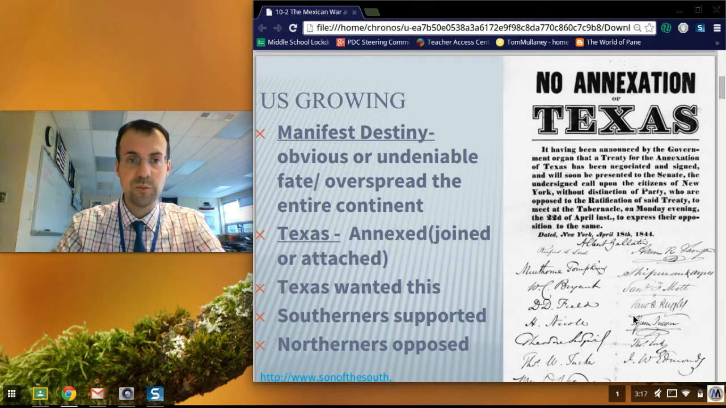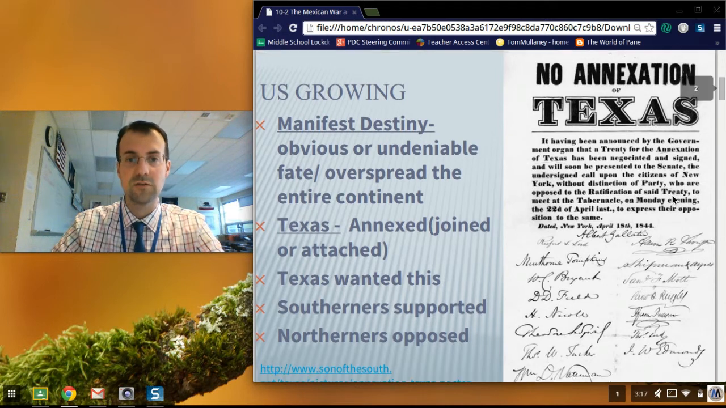The Southerners support this. The Northerners oppose it. They don't want to lose the balance between free and slave states. And if you notice, this here is a little flyer, a little petition against the annexation of Texas, and it's from New York, a northern free state that doesn't want to be outvoted by the southern slave states.